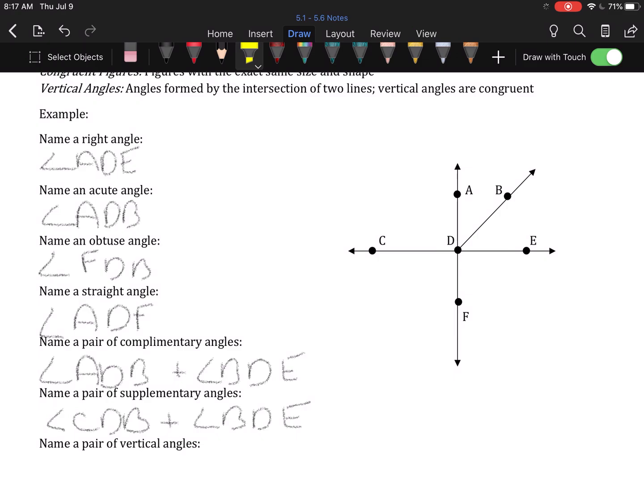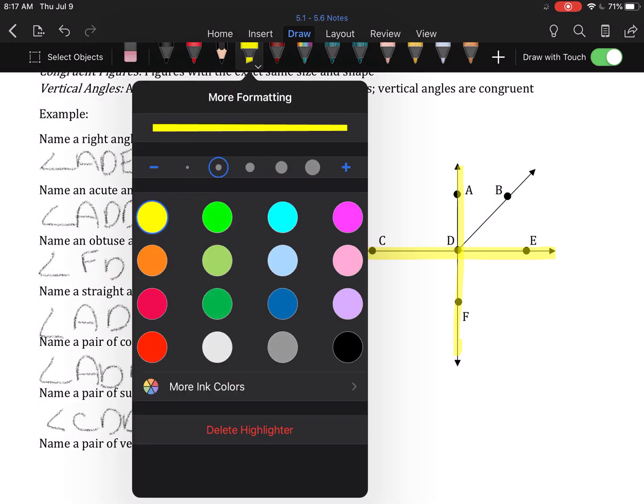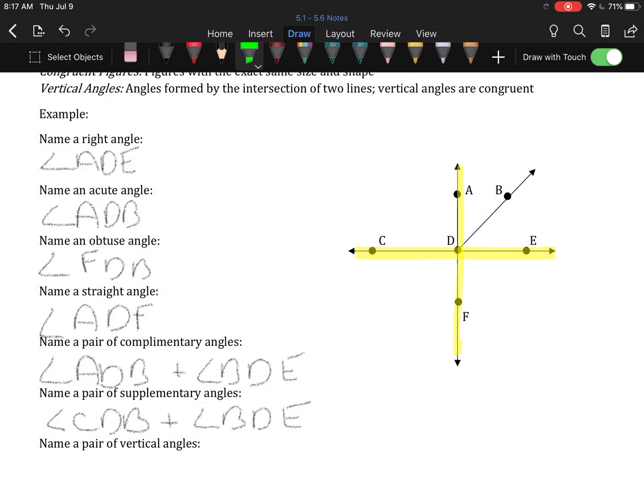Now for vertical angles. What I want you to do for vertical angles is highlight two intersecting lines. Now, the key thing about vertical angles is that they have to be opposite. The only thing they share will be the point they touch, D. So basically, these two lines that intersect get cut up into 4 or 5 parts. Part 1, Part 2, Part 3, Part 4, and Part 5.